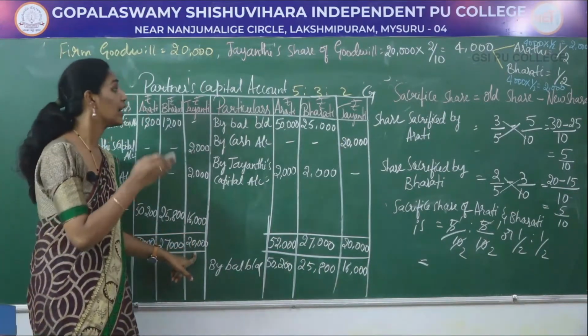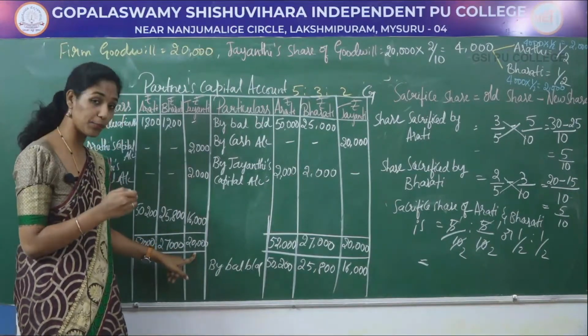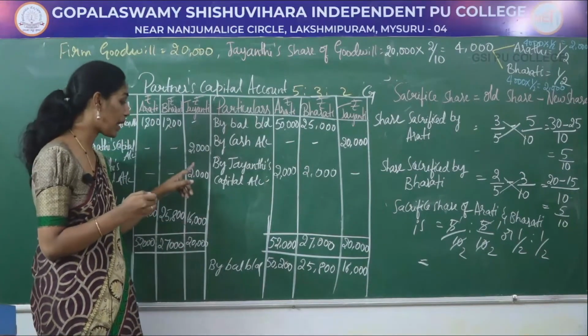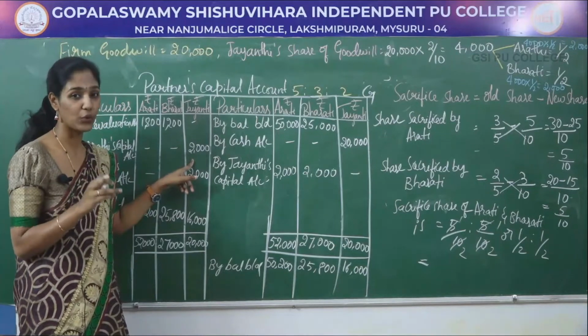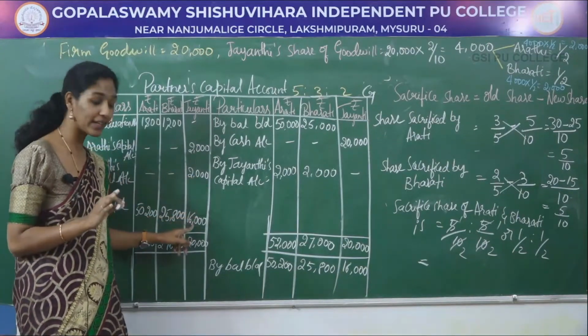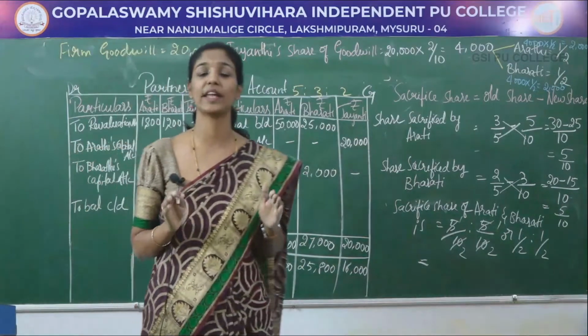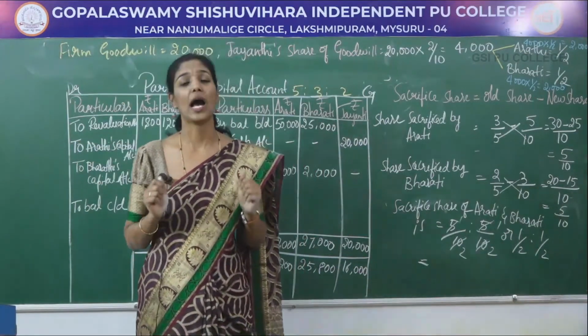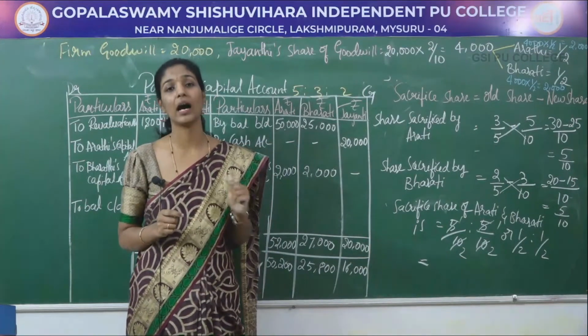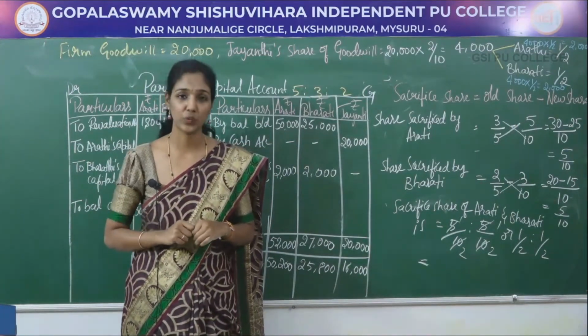But here in Jayanti's column, you can observe 20,000 minus her share of goodwill 4,000, then you will get 16,000. This is the goodwill adjustment as per AS-26. So I hope you have understood this adjustment as per AS-26.